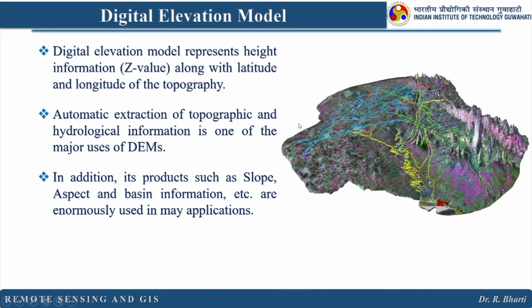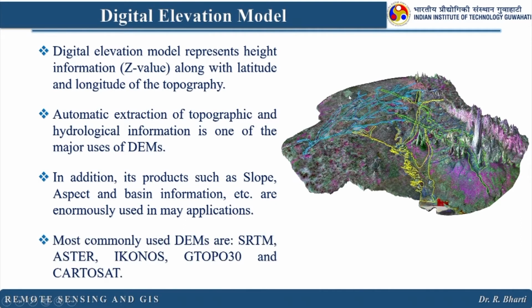So a digital elevation model is very frequently used in many applications. It doesn't matter whether you are familiar with remote sensing and GIS, people are using DEM as an input in their different applications or studies. Most commonly used DEMs are SRTM, ASTER, IKONOS, GTOPO30 and Cartosat. So these are very popular nowadays. You can just Google them and see their websites, what are the different modes, and how you can acquire or procure those data sets.